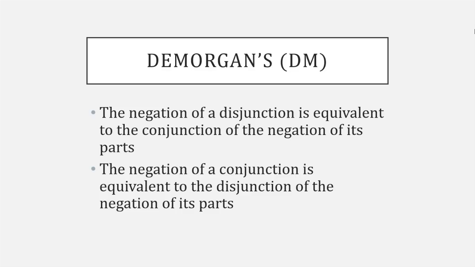So I can tell you this very clear sentence: the negation of a disjunction is equivalent to the conjunction of the negation of its parts. And of course, the negation of a conjunction is equivalent to the disjunction of the negation of its parts. That should be super clear and easy, right? OK, let me just show you visually.